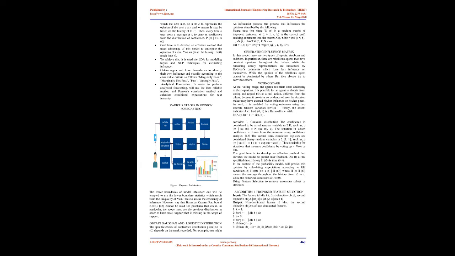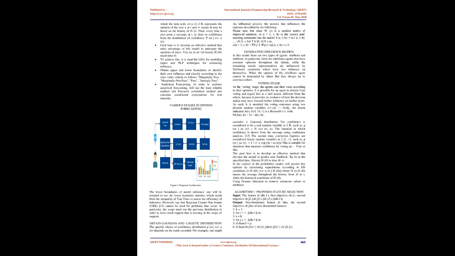The lower boundaries of model inference. One will be tempted to use the lower boundary statistics which result from the inequality of Van Trees to assess the efficiency of inference. However, the Bayesian Cramer-Rao bound, CRB, cannot be used for problems that occur. In particular, the scope must use the previous distribution in order to have small support that is missing in the scope of support. Obtain Gaussian and logistic distribution. The specific choice of confidence distribution p,m x.u,t depends on the mark recorded.